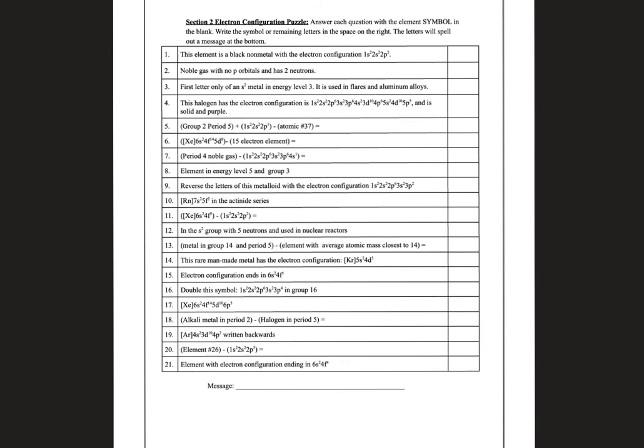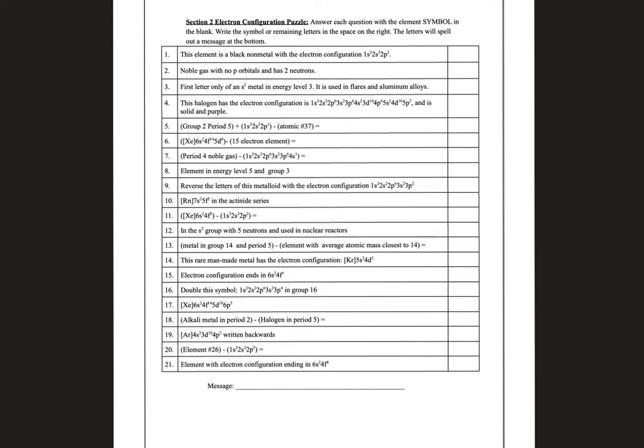All right, here's another kind of puzzle type of question. Answer the questions with the element symbol in the blank. Write the symbol or the remaining letters in the space to the right. And then at the end, all of the letters here will spell out your secret code. Okay, so let's try the first one together.